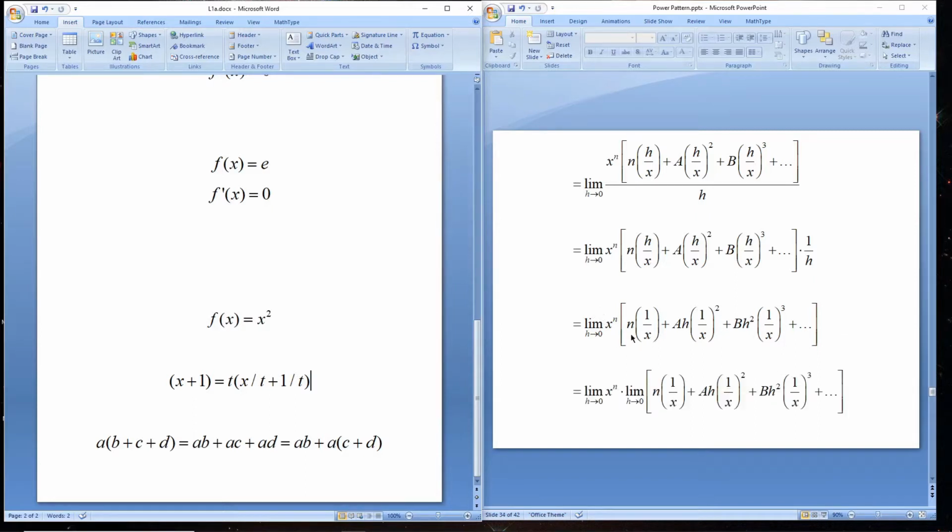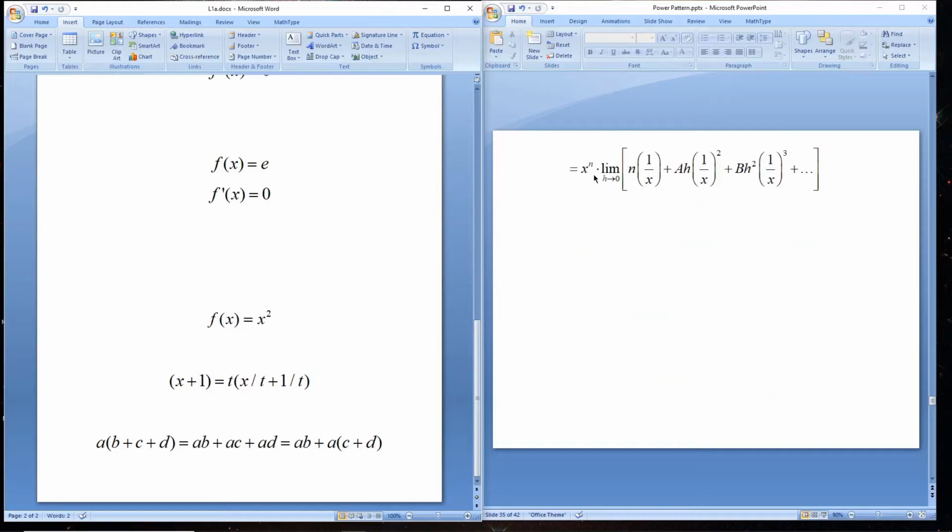And I'm going to use a property of the limit. Remember, the limit can pass along to factors. So I can take the limit and pass it to the x to the n, and I can take the limit and pass it along to this entire parentheses here, because it is a factor. And in x to the n, there's no h, so as h goes to 0, x to the n remains unchanged. And so this first limit here is just x to the n. And now we have the limit of everything else.